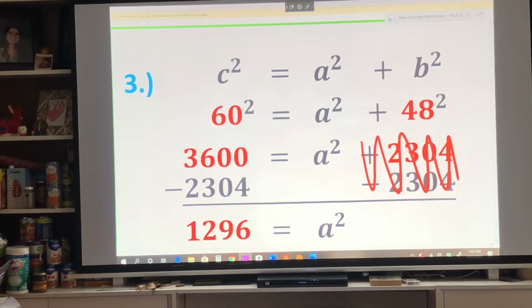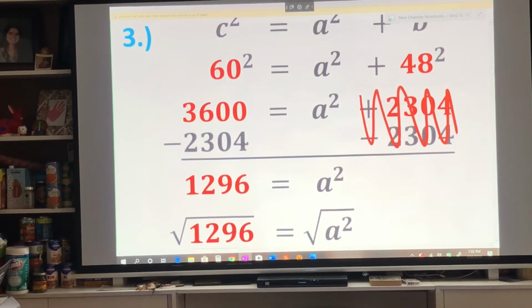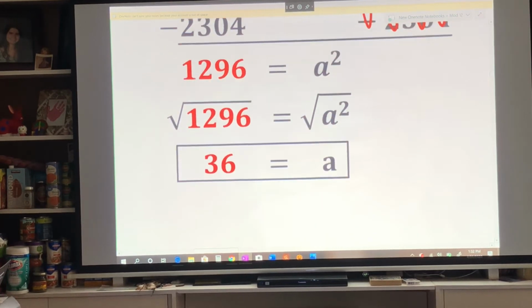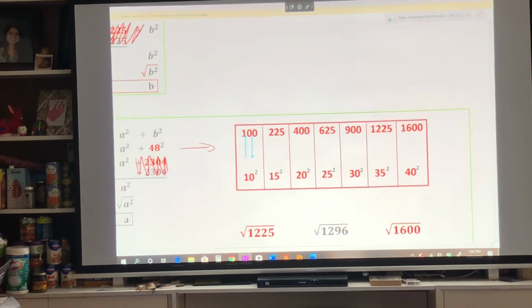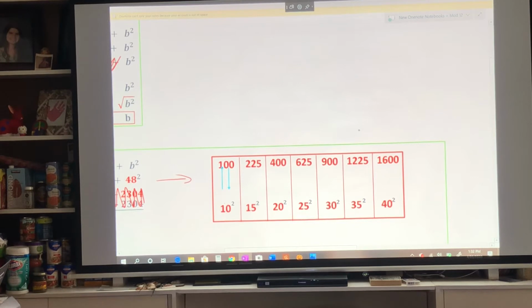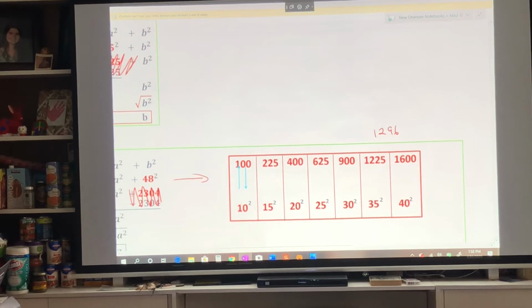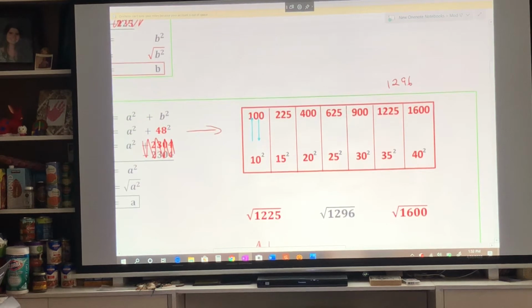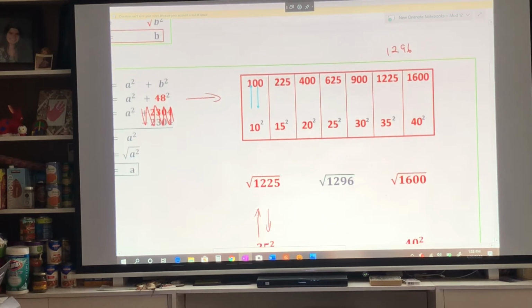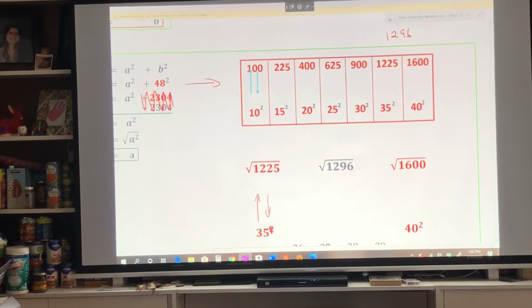And if I'm going to do it by hand, I'm going to go, all right, on my chart, where's 1296? Well, 1296 is somewhere in here. It's in between 35 and 40. If it's going to be a perfect square, it shouldn't be too hard to find. I'm going to list a perfect square on each side, 1225 and 1600, which is 35 and 40. What's in between 35 and 40?